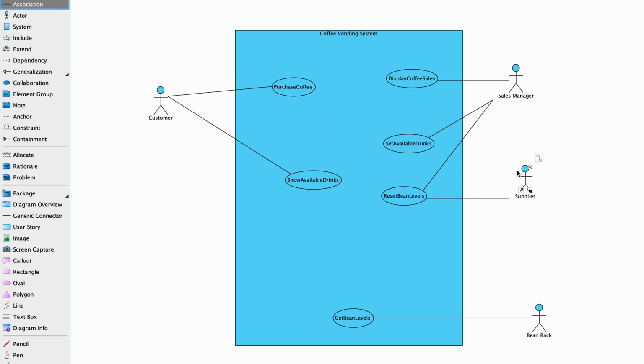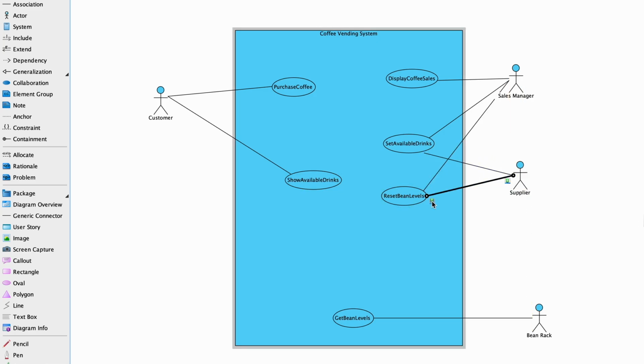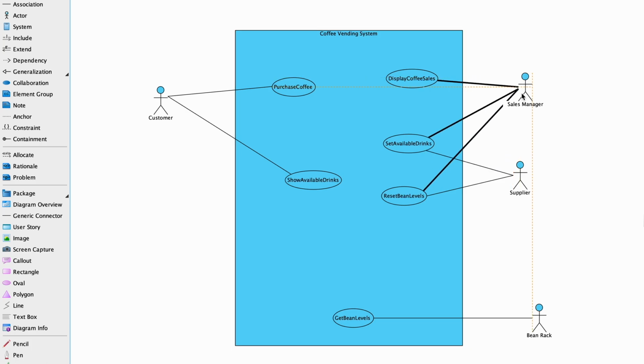It's always a good idea to clean up your diagrams to reduce confusion for those who read your diagrams. Try to align everything, reducing overlapping as much as possible in your association lines. Congratulations, you have just produced your first use case diagram. We will develop the coffee vending system further using advanced UML features in part 2.